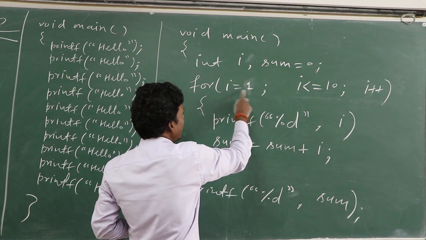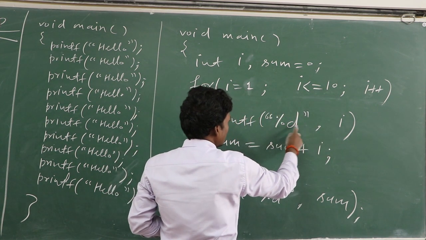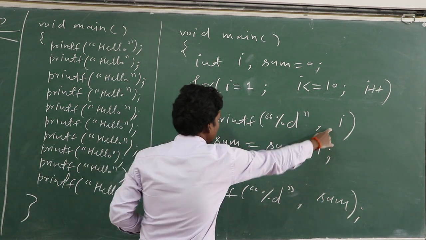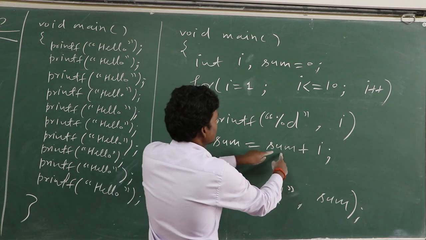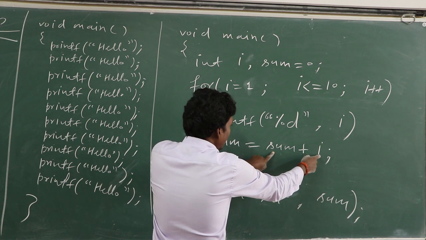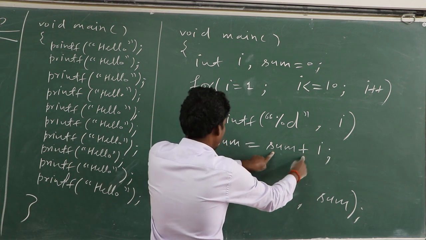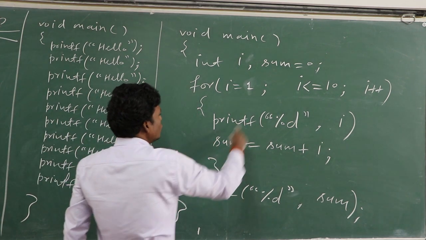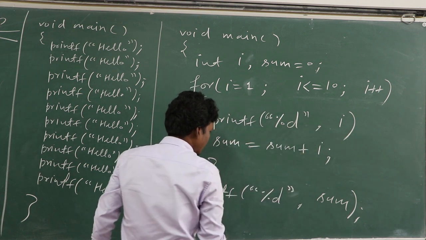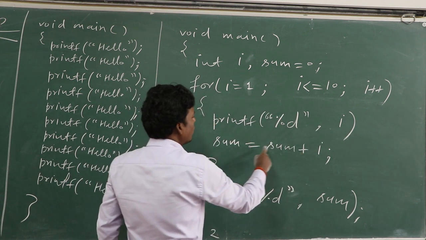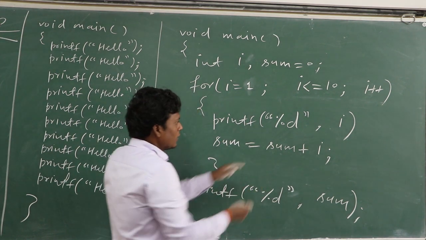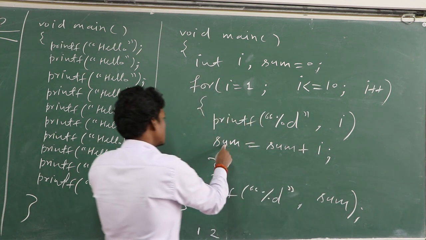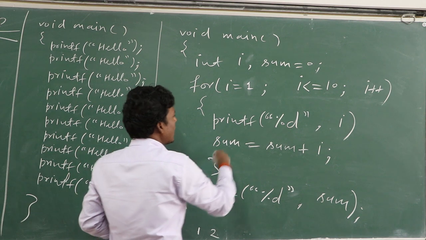Okay, so the first time I has value 1, I is less than or equal to 10, yes, %d prints I. Now the output is 1. Sum equal to sum plus I. Initially sum has 0, plus I, whose initial value is 1, 0 plus 1 is 1, and this 1 is assigned to sum. Then I plus plus, I becomes 2, less than or equal to 10, yes, %d prints I, so it is 2. Sum equal to sum plus I. Now sum has value 1 plus I has value 2, 1 plus 2 is 3, and this 3 is assigned to sum again, and I plus plus.